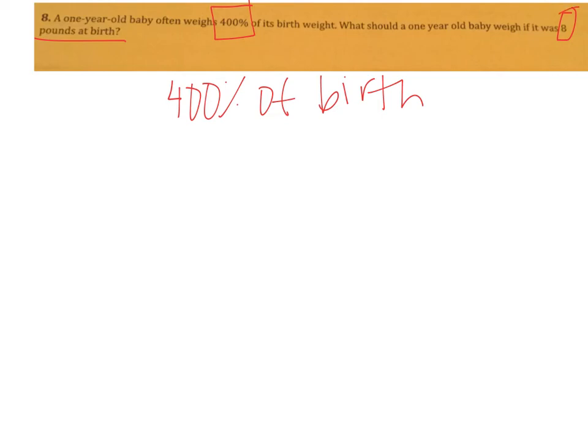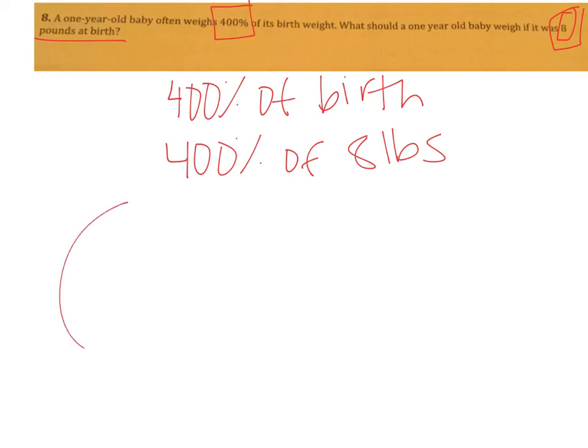Well, I know that my birth weight here is 8 pounds. So it's 400% of 8 pounds. So we have percent and of 8 pounds, which will be my whole. So part, whole, percent. So we have my percent and we have the of, which is our whole. So we are going to multiply.